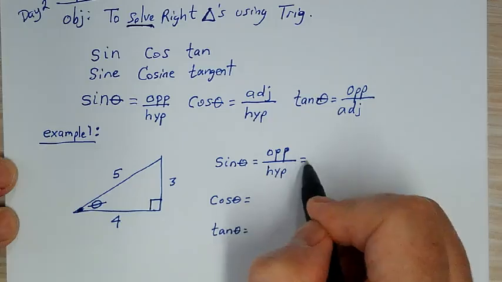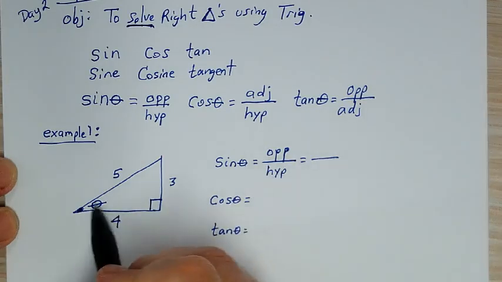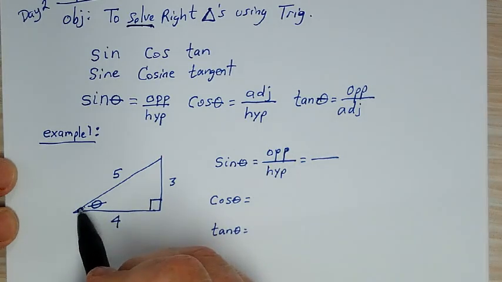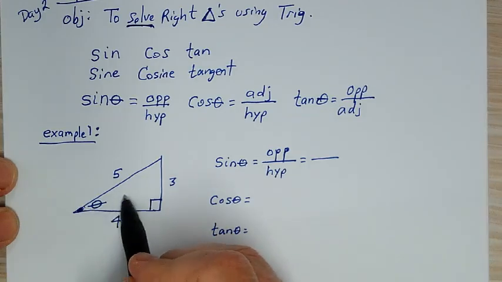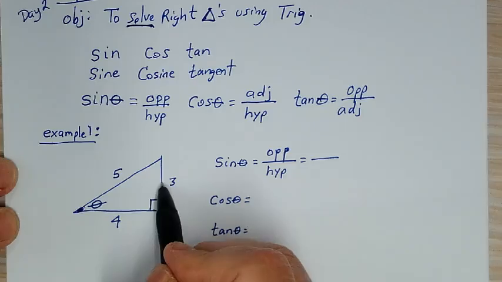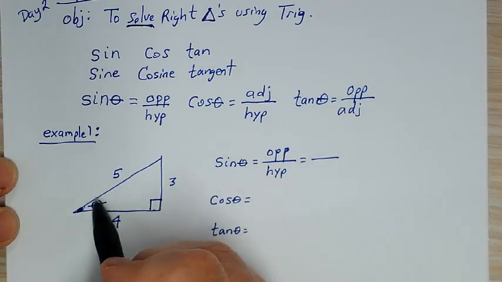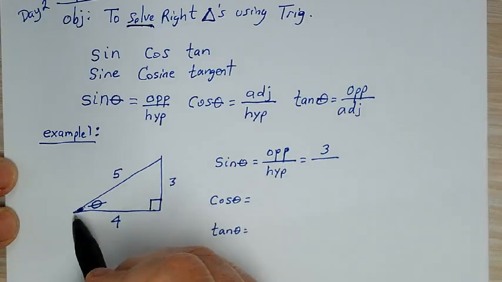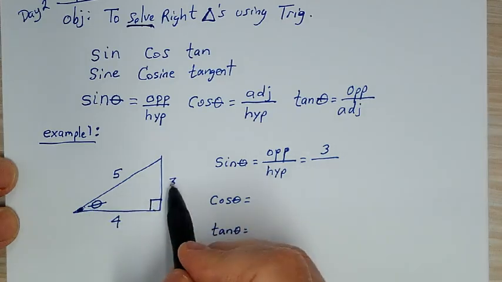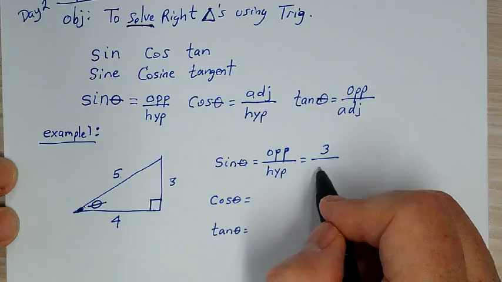So if you just fill those in, you find out that if this is theta, we learned that to find the opposite side, you just imagine a line coming out of the center of theta, and it always stops at the opposite side. So the opposite side of theta would be 3. And the hypotenuse is just the longest side. Now that's 3, that's 4, and that's 5. So obviously the hypotenuse is 5.